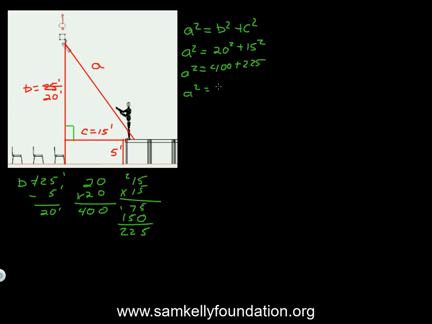So A squared equals 400 plus 225. Let's add those together real quick. 5 plus 0, 2 plus 0, and 4 plus 2 is 6, is 625.